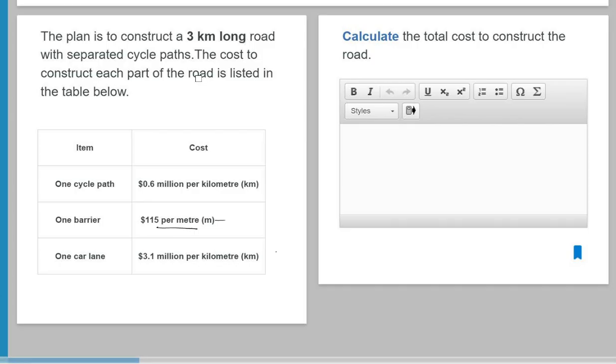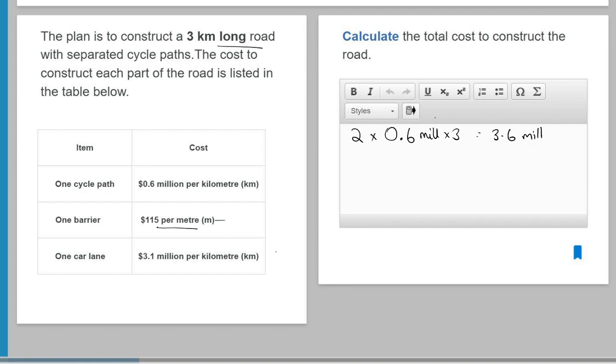Look, for the cycle paths, there must be two cycle paths without a shadow of doubt. And so basically 2 multiplied by 0.6 million multiplied by 3. Because one road consists of each and everything, right? So if we were to do this, we would get an answer of 2 multiplied by 3 multiplied by 0.6, 3.6 million.